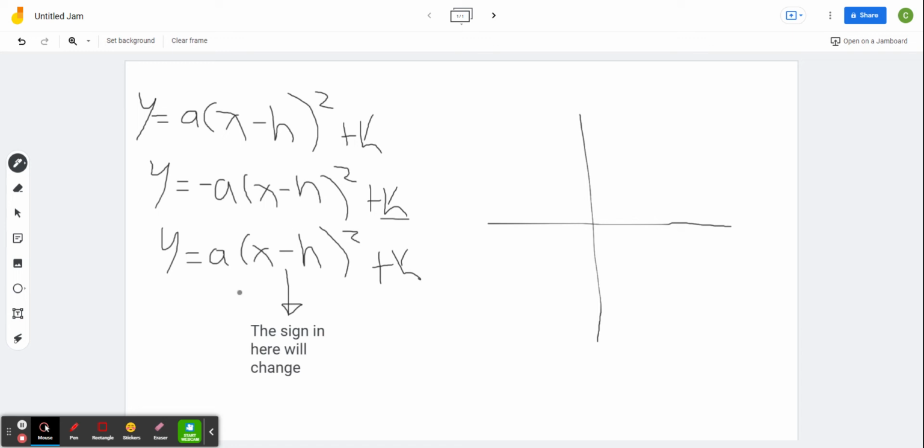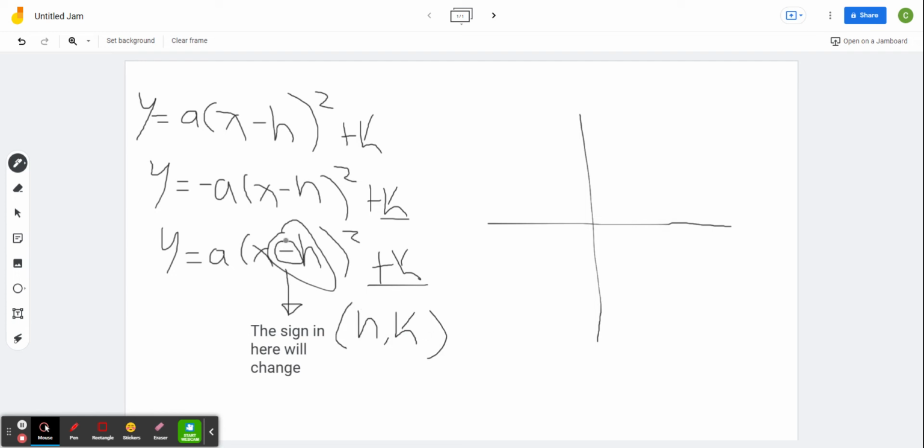So, looking at these equations, especially here at the bottom, I wrote that the sign in the brackets will change. When writing the vertex, you need to understand that the value in the brackets here, in this case subtraction, the value of h will become positive h, and this positive k will just be k. So that's the vertex.